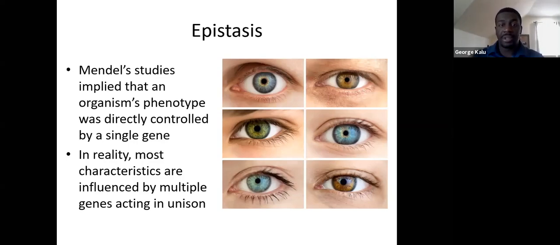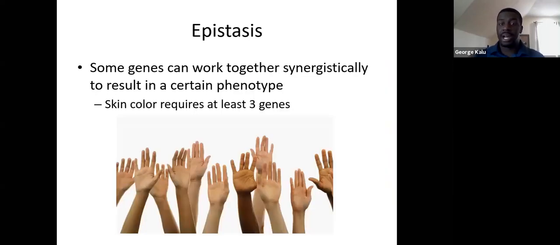Another example here is we can have certain traits where genes can work synergistically with one another and actually help to form one particular trait. So for example, skin color itself would require at least 3 different genes, again, all working in unison with one another, to give you your skin color.